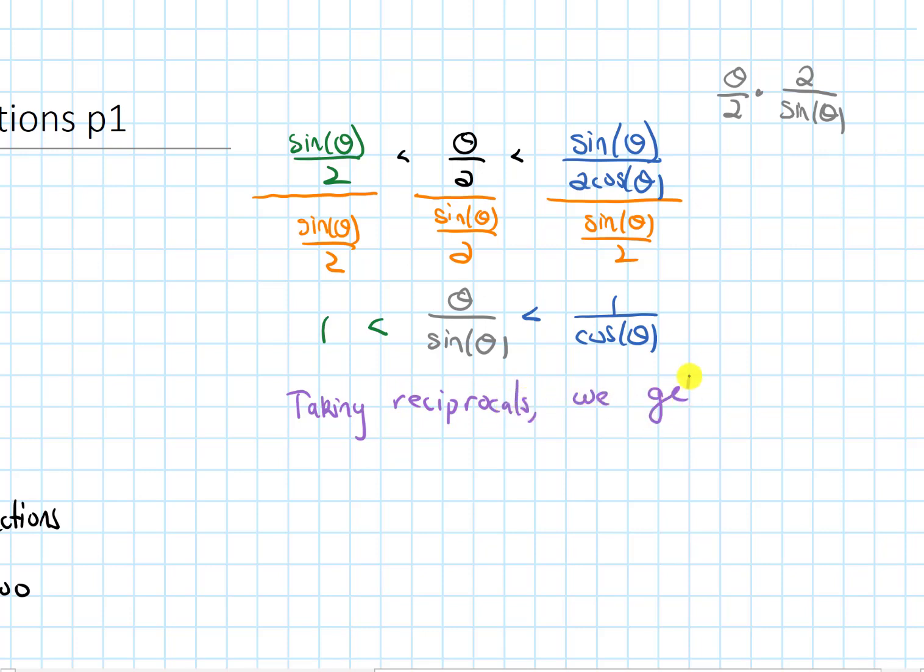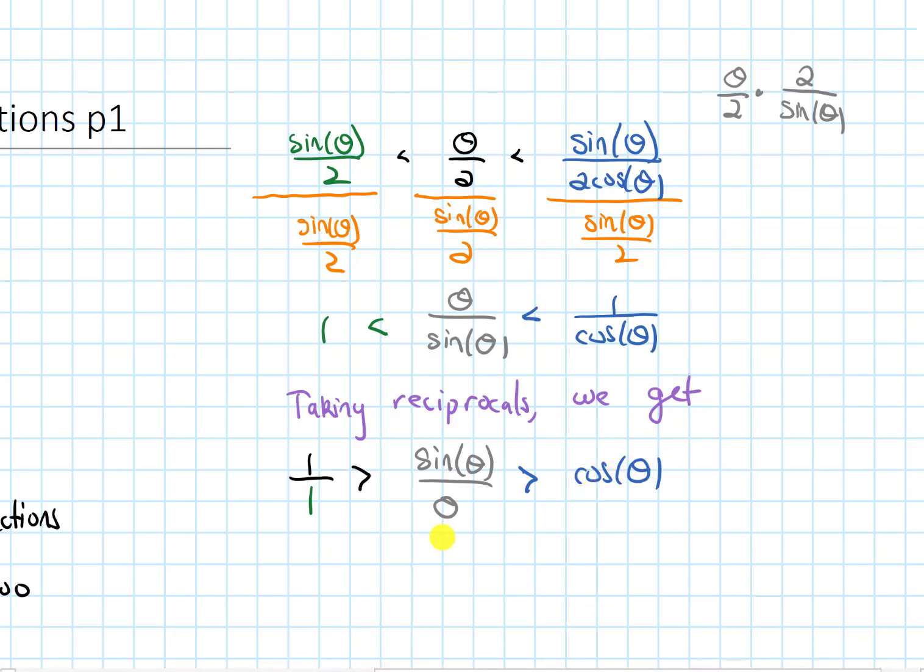So at this point, the smallest term here is 1. The other terms are bigger than the 1, which means everything is positive. So if all my terms are positive in an inequality, and we take the reciprocal of everything, it'll flip the inequalities. So the reciprocal of 1 is 1 over 1, and that's going to be greater than the reciprocal of the middle, which is sine of theta over theta. And that'll flip this inequality, and the reciprocal of that is going to be cosine of theta.